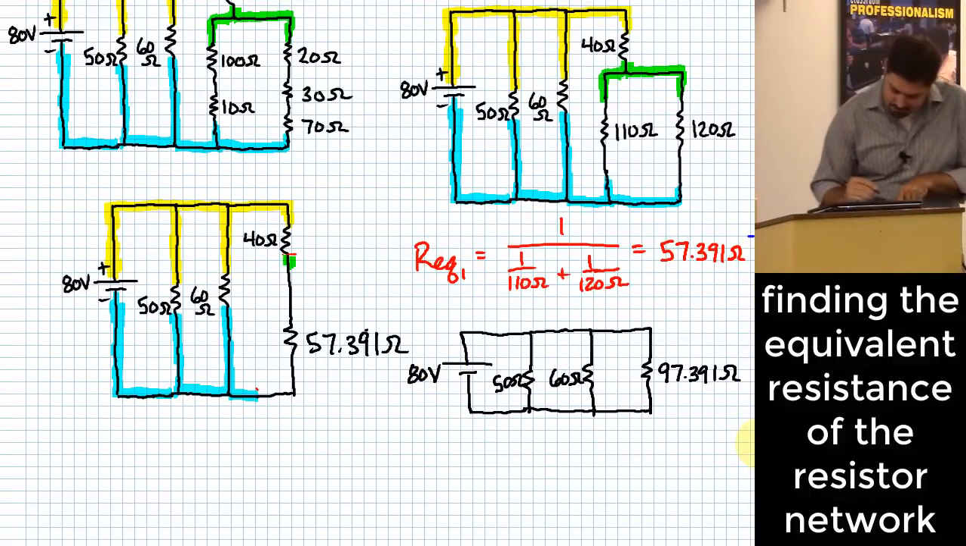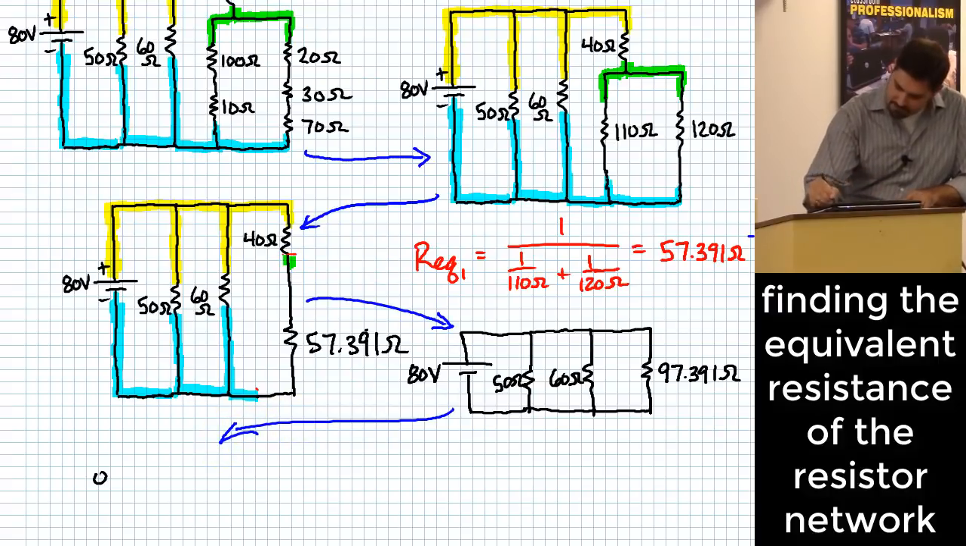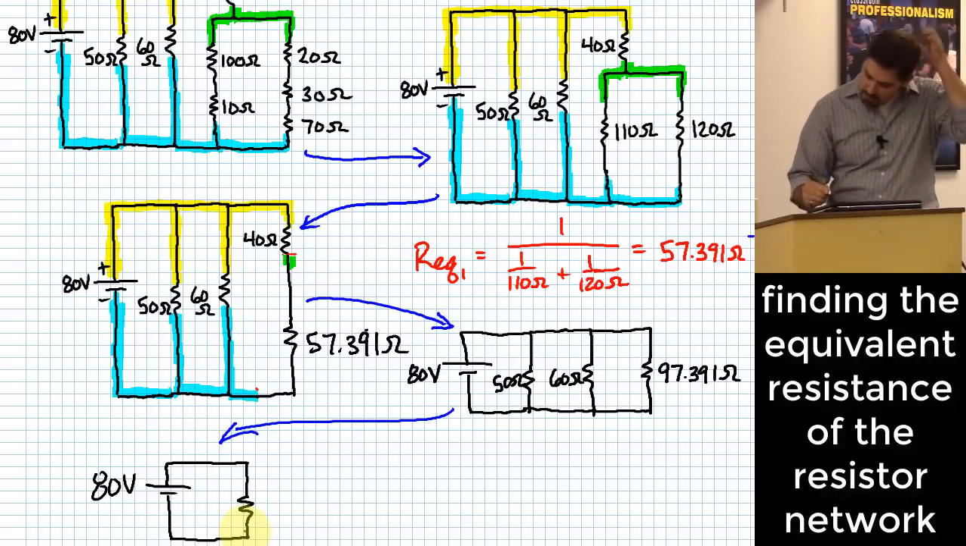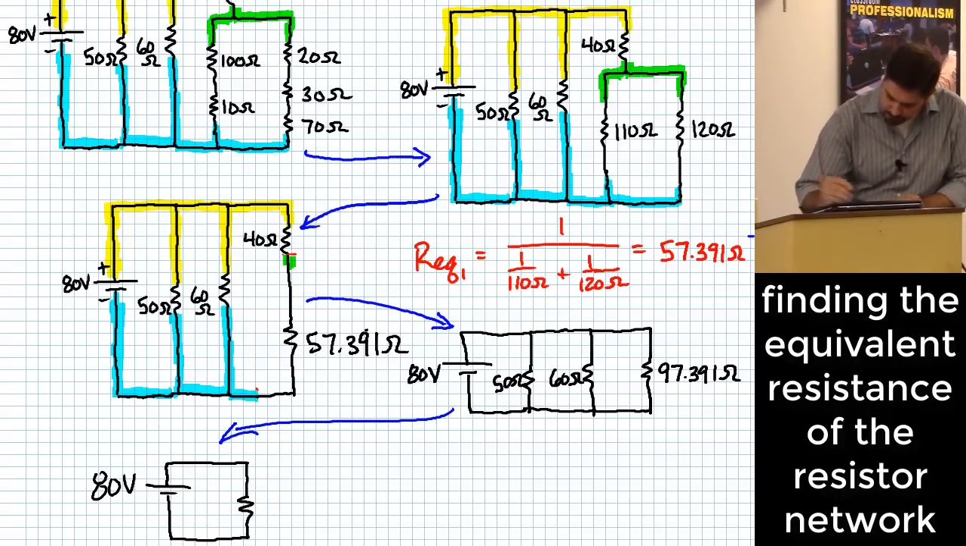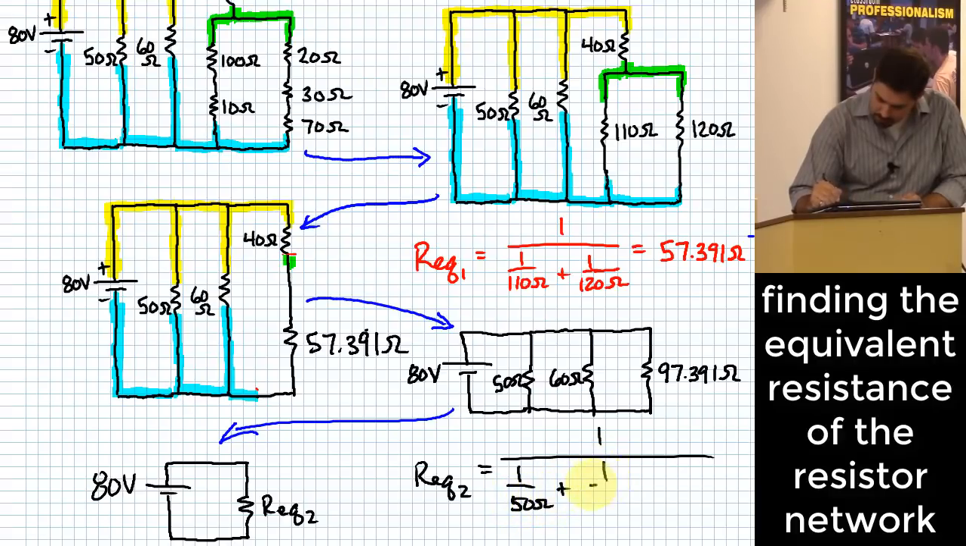What's my last step? So what I did here, just to trace it, I went from here to here, went from there to there. Now I've gone from there to there, and I'm going over here. In this last step, I've got my 80 volts as my source, and it goes through just one resistor. That's my equivalent resistance. Okay, I call that REQ2. And what is REQ2? 1 over 50 ohms plus 1 over 60 ohms plus 1 over 97.391 ohms.